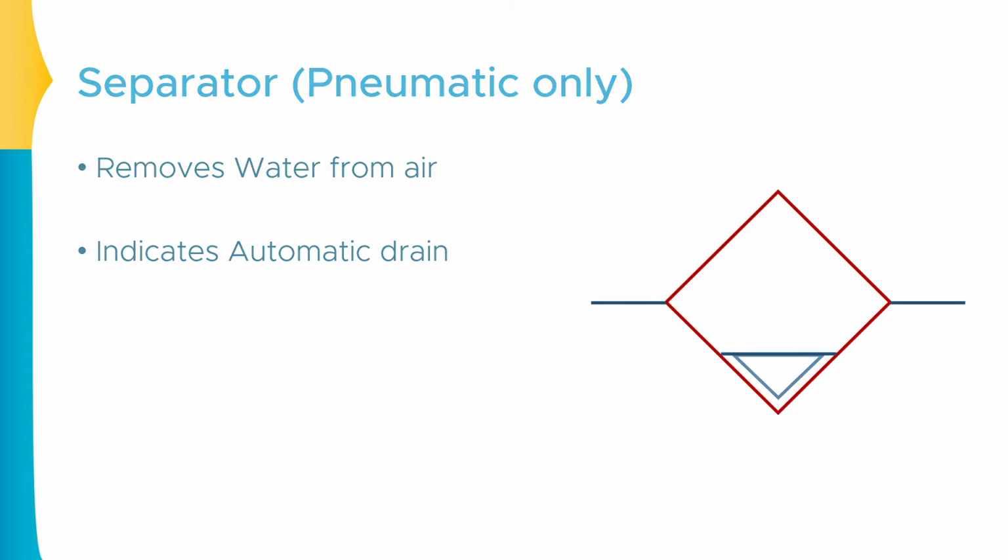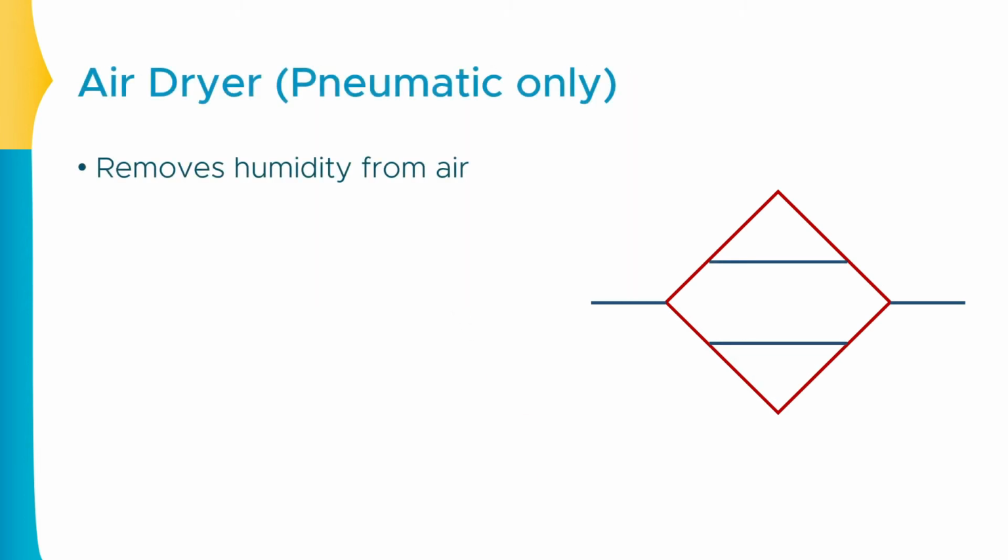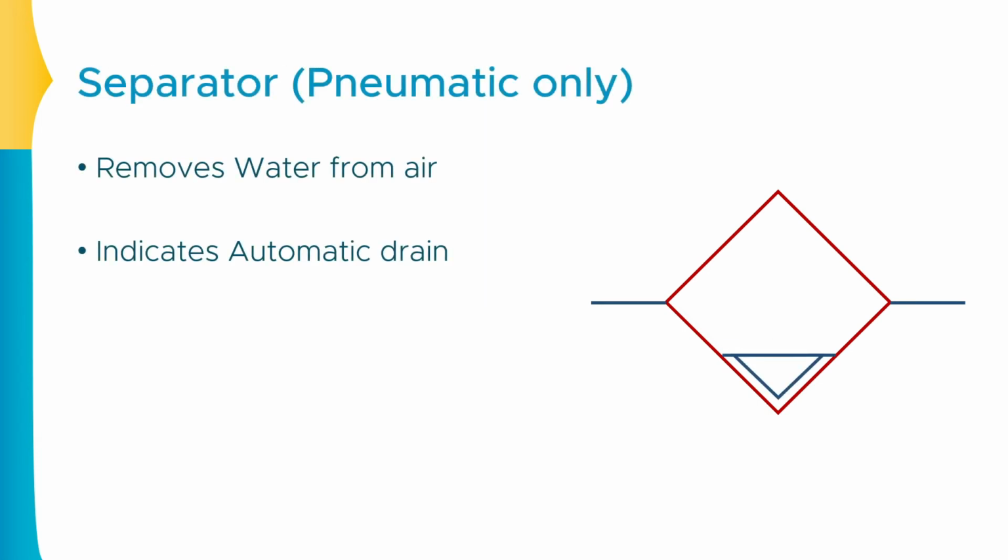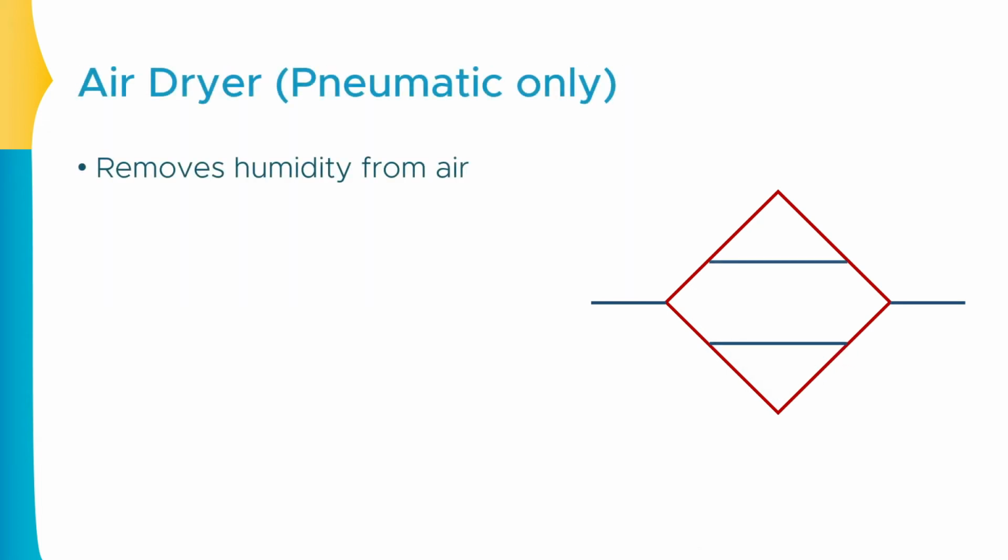The second symbol is the symbol of the air dryer. Now, as you can observe, this is the separator which separates water from the air, which is having a single line available over here, and the air dryer is having two lines available on the top and the bottom. Okay, so basically it helps you to remove the humidity from the air. Once again, this is the pneumatic one because the air is the inlet and the outlet of this specific conditioning system.